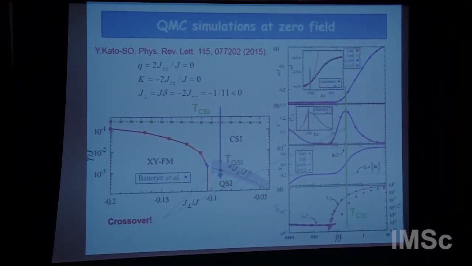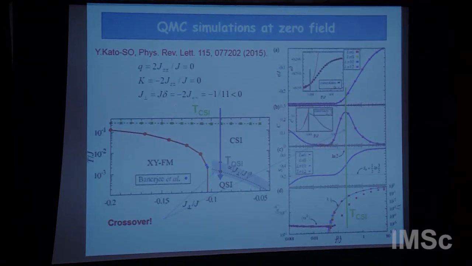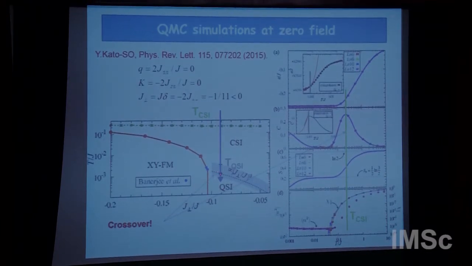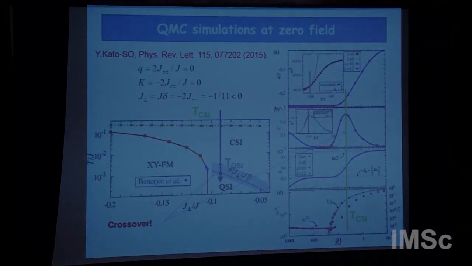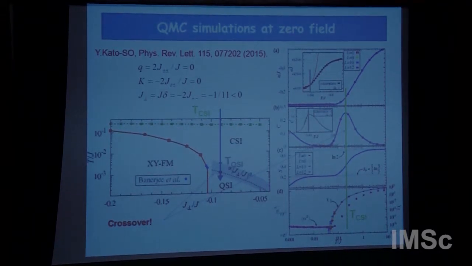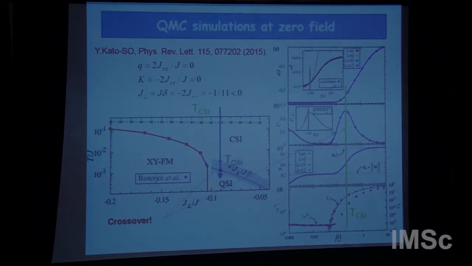The more interesting case happens when we take a much smaller number for J perpendicular. Here is the total energy, and this rapidly decays on cooling below T equal to 10 or 1. Then there's a crossover, as we see in a Schottky peak in the specific heat. This is nothing but the crossover from the local moment regime to the classical spin-ice regime, where the entropy is almost given by the Pauling entropy.